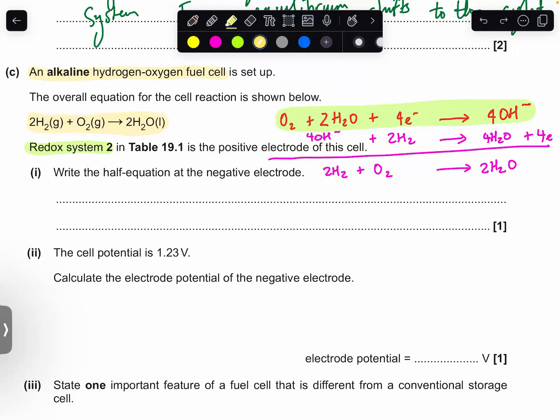So that will be our negative electrode half cell. Let's see what the mark scheme says. The mark scheme has given H2 plus 2OH minus gives 2H2O plus 2 electrons. They've given this equation, but half in terms of its big numbers. And the guidance says allow multiples, so this is perfectly acceptable. The reason I've used bigger multiples is because we want to balance with redox system 2. So 4OH minus plus 2H2 gives 4H2O plus 4 electrons.